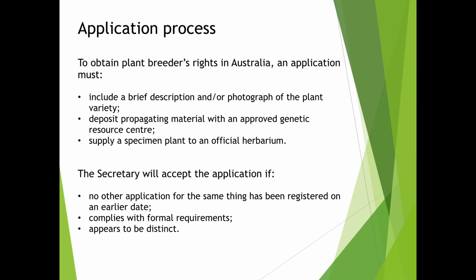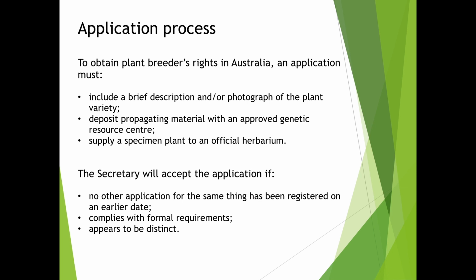To obtain plant breeders' rights under the Act, an application must be made to the Secretary of the Department. The application must include a brief description and/or a photograph of the plant variety. Propagating material must also be deposited with an approved genetic resource centre, and a specimen plant must be supplied to an official herbarium.